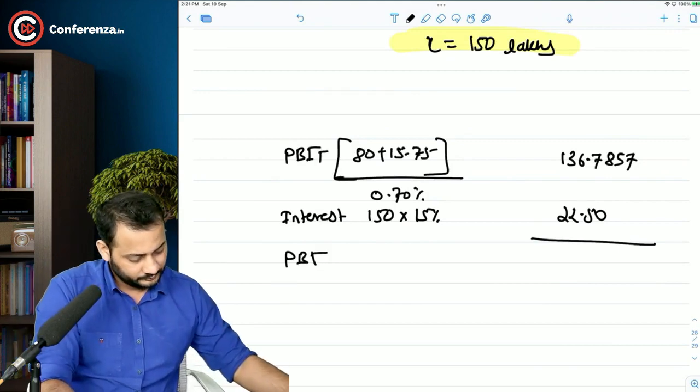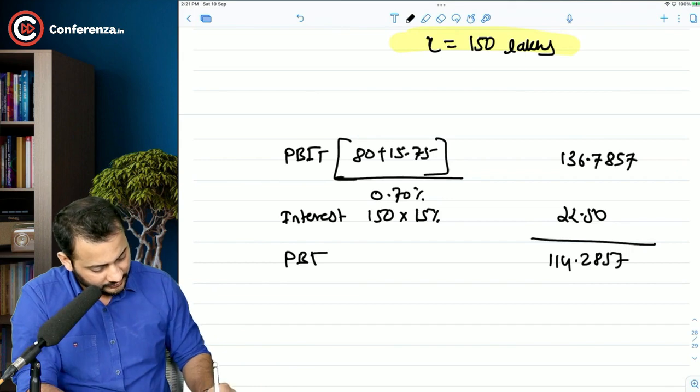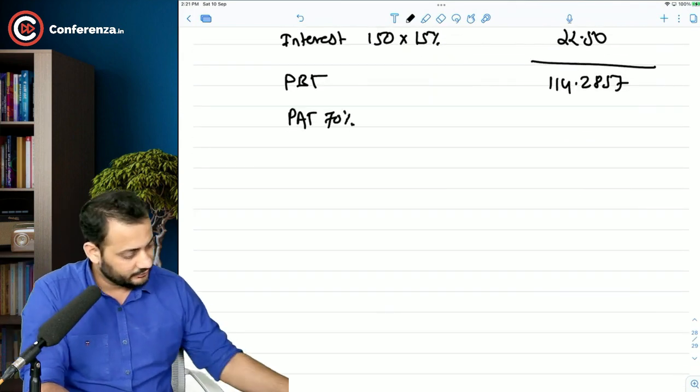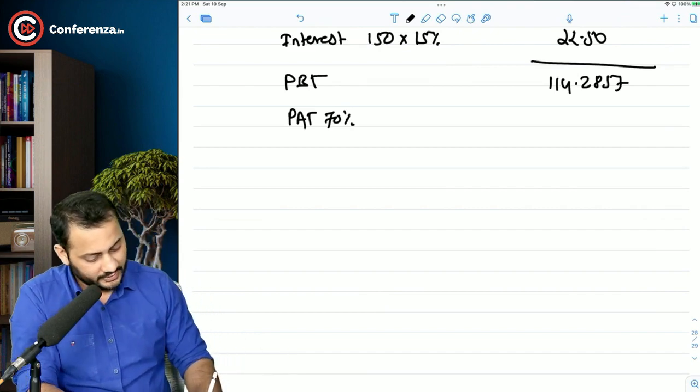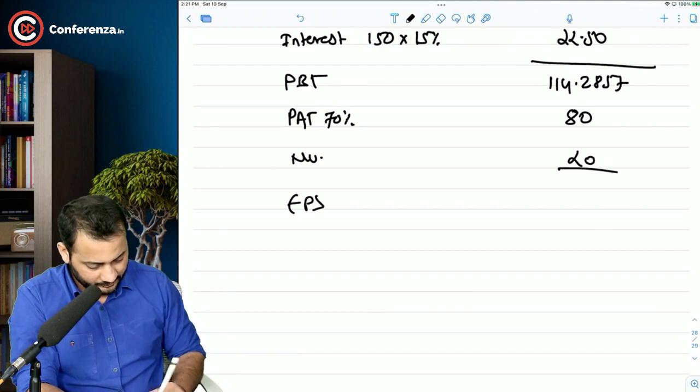Now that comes to 114.2857. Now you will deduct the tax, and the profit after tax at 70% will be 80 lakhs. Number of shares 20, EPS 4.